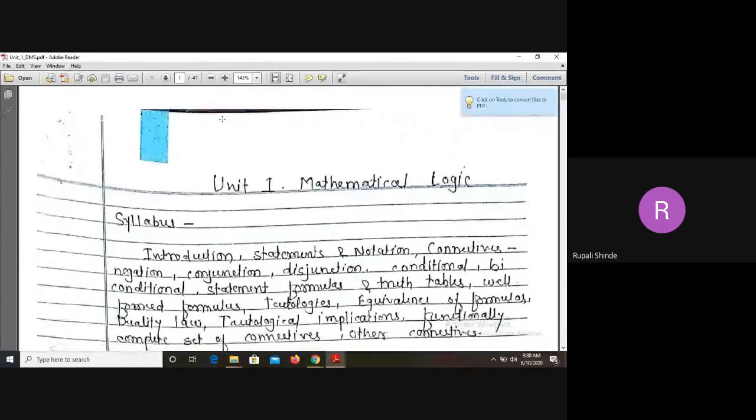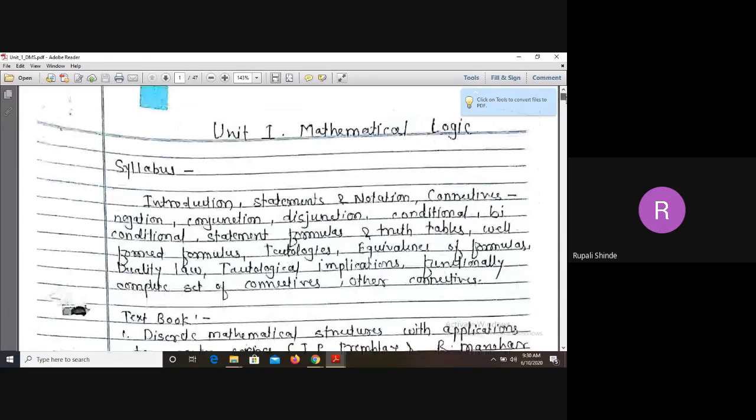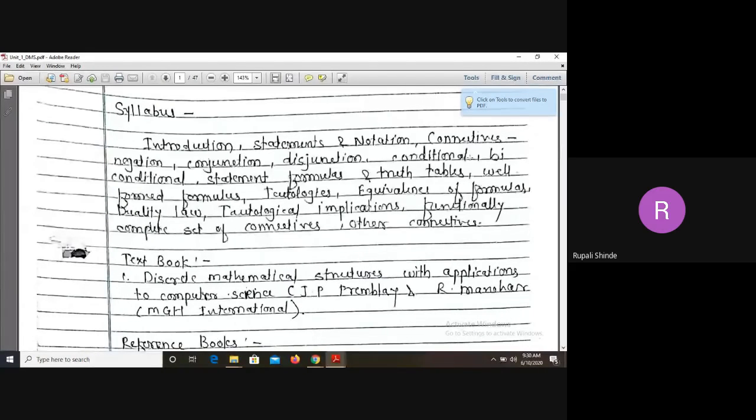So the first unit is mathematical logic. So here we have to see what the different connectives are. And those connectives are negation, conjunction, disjunction, conditional, biconditional. Then we have to see what a statement formula is and what a truth table is. How we can find out the truth table for any given statement formula. Then what is the definition of a well-formed formula? What is the definition of tautology? How can we check the equivalence of any two formulas? Then the duality law. Then tautological implication, functionally complete set of connectives, and the last one is other connectives.